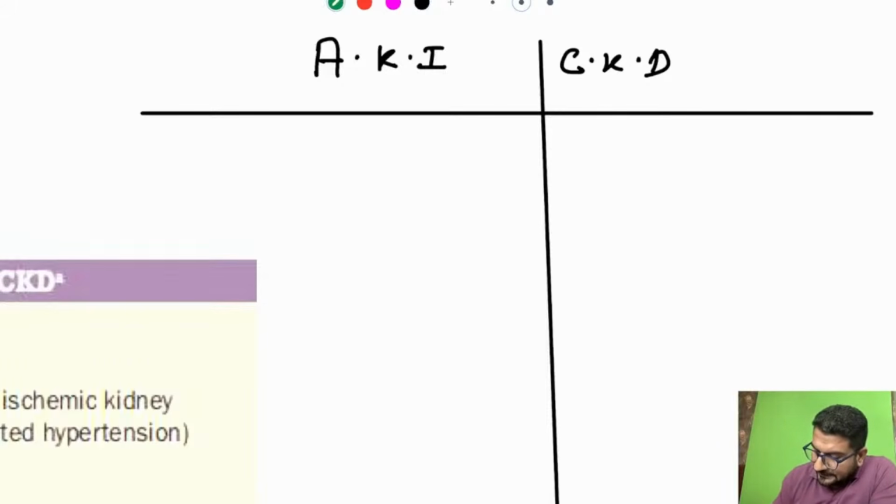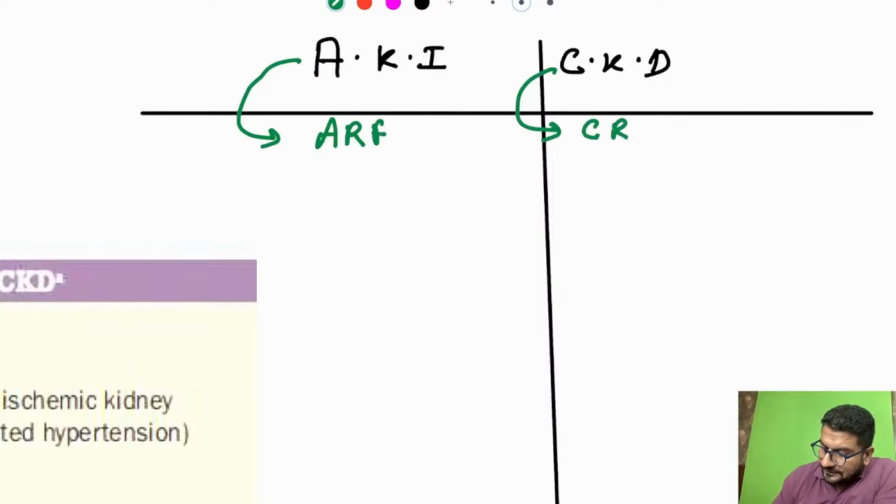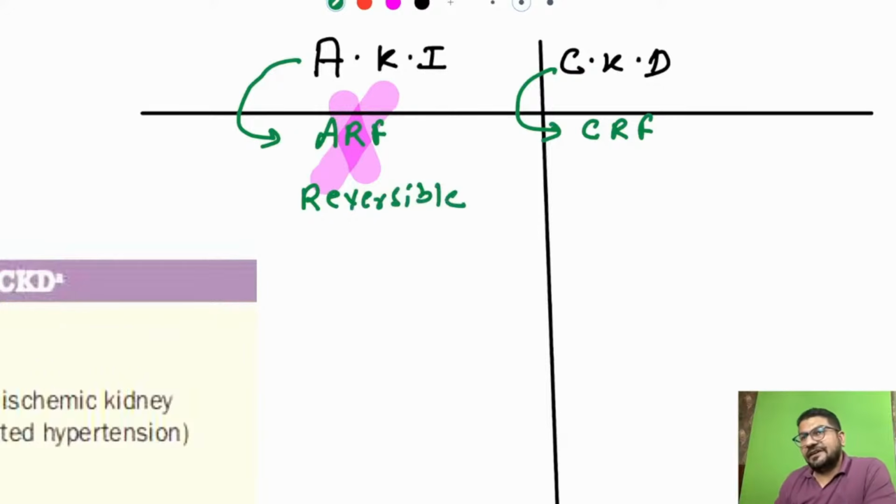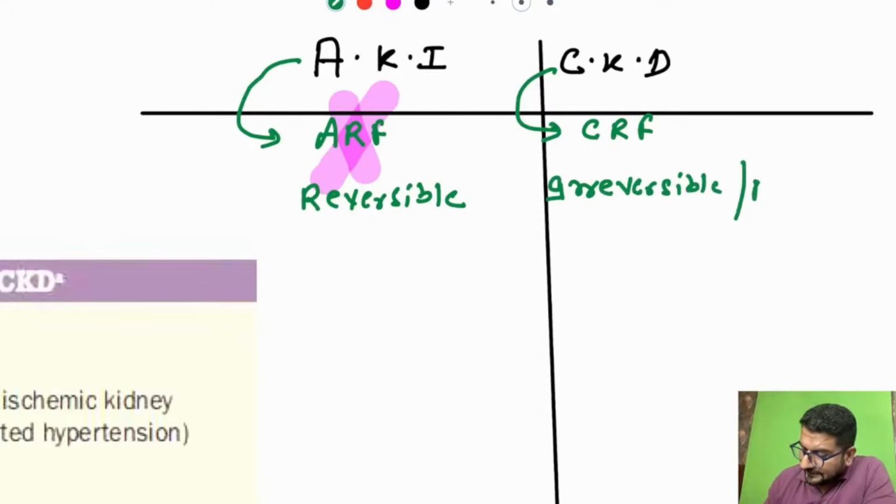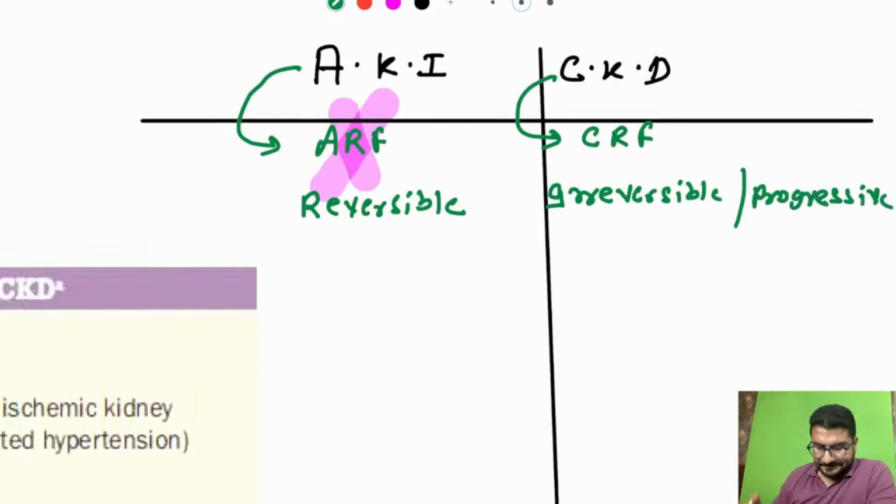So first try to understand this thing. AKI was previously called ARF. CKD is still called CRF. लेकिन AKI को अब ARF नहीं बोलते, तो मैं इसको काट दे रहा हूँ. So why we don't call this ARF? Because AKI is reversible. जब reversible है तो failure नहीं बोलोगे इसको. CKD is still called CRF because this is irreversible and progressive. तो यहाँ पर ये progress करते चले जाएगा.